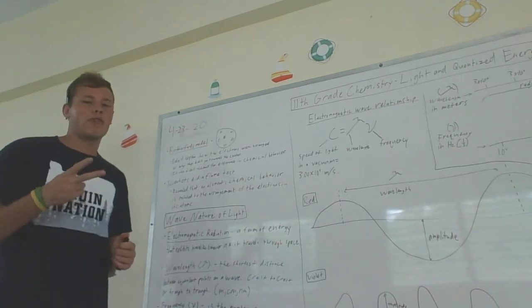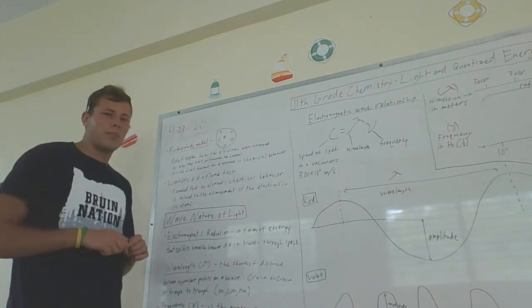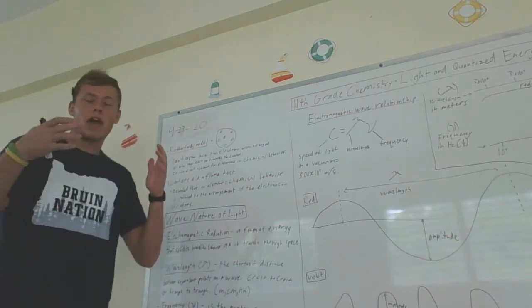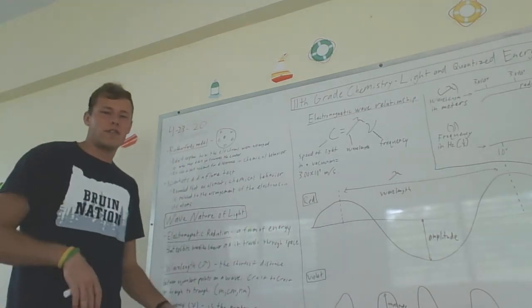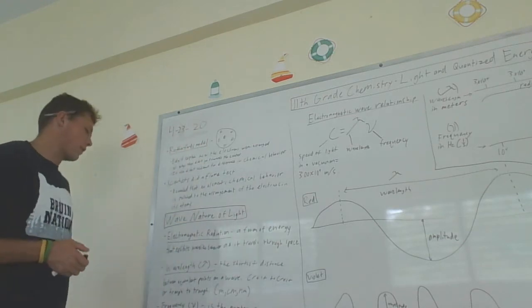Light has 2 natures, which is very confusing. It doesn't really make sense to me still. It's just confusing how it can be both all the time. It's like Jesus, fully man, fully God. How does that work? Well, it's confusing.